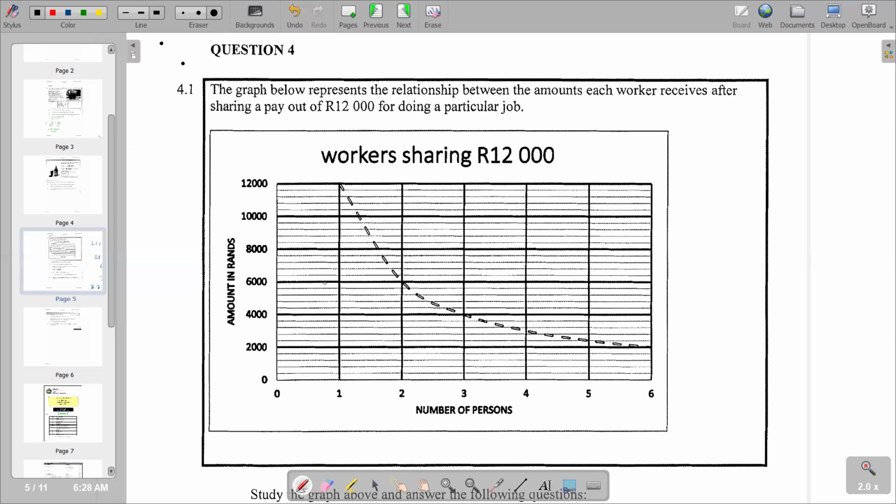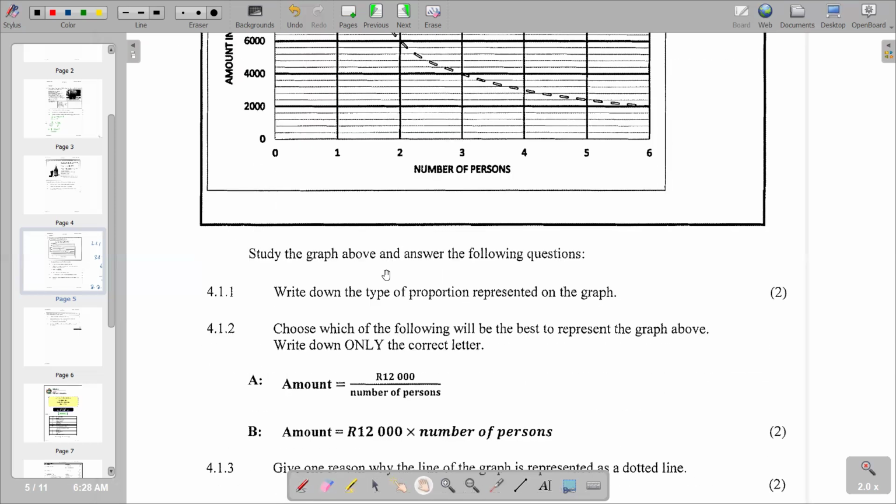We're given a graph where the vertical axis is the amount in rands, and the horizontal axis is the number of persons. Beneath the graph is the question section, which reads: study the graph above and answer the following questions. 4.1.1, write down the type of proportion represented on the graph. The question is for 2 marks.